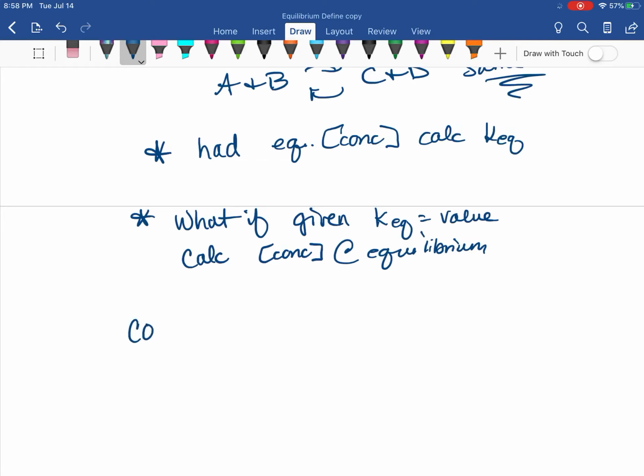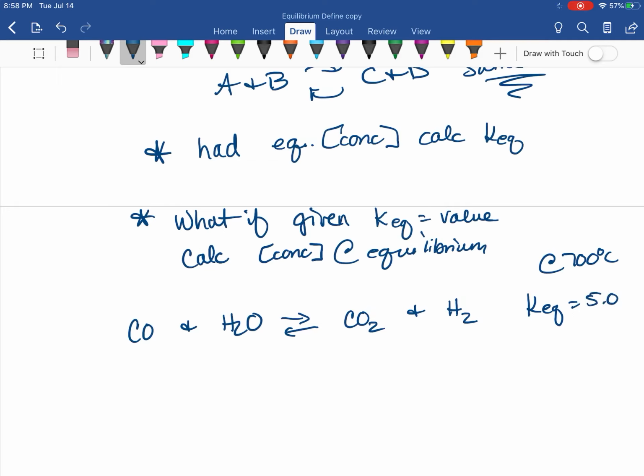Okay, so let's turn this problem around and let's see if we can figure it out. Let me give us an equation or reaction. Let's take carbon monoxide and water. And it turns out that that can make carbon dioxide and hydrogen. Now this is a pretty well-known reaction. You'll find this KEQ anywhere. I'm going to go ahead and add a temperature to it. And I'm going to give us the KEQ. I'm just going to give that away for free.